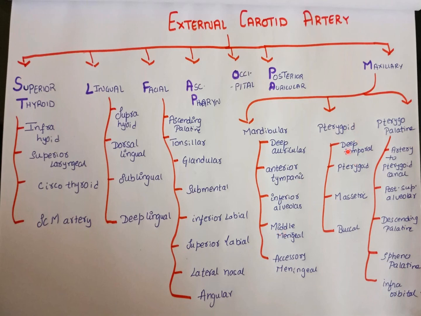The second part gives deep temporal, pterygoid, masseteric and buccal. The pterygopalatine part gives the artery to the pterygoid canal, posterior superior alveolar, descending palatine, sphenopalatine and infraorbital. So these are the major branches given off by the external carotid artery.